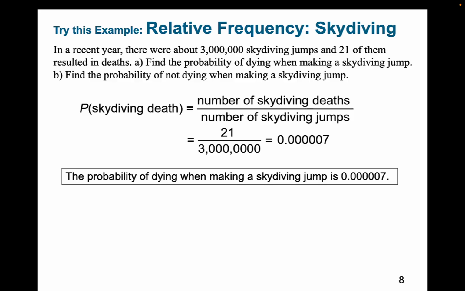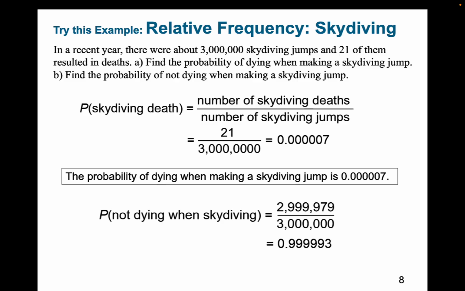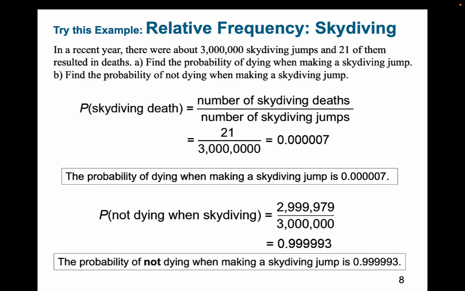Okay, part B wants to know the probability of not dying. So that would be the complementary event. So, not dying would be the other 2,999,979 over the full 3 million jumps, equaling 0.999993. And hopefully you notice that those two values, probability of dying and probability of not dying, check those out right there. They would have to add, and they do add, to 1.